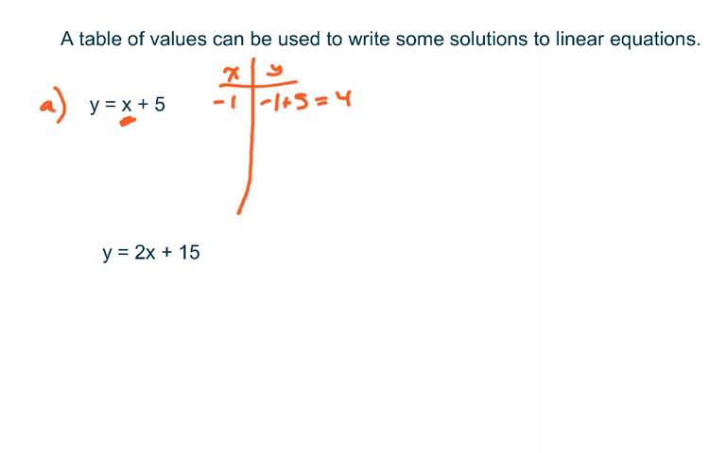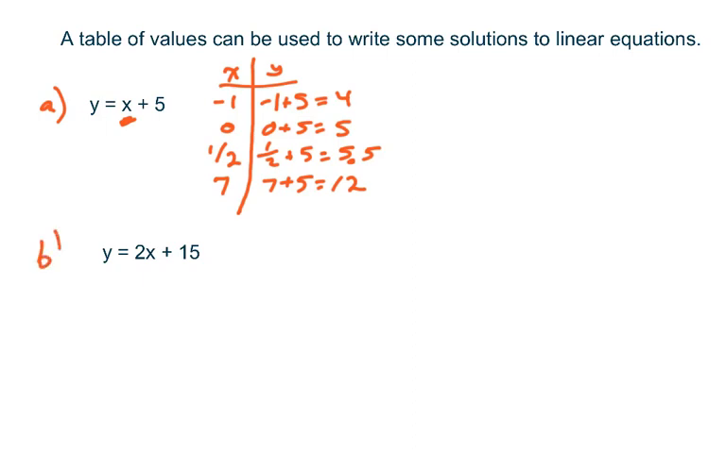So let's pick another random number, 0, and we'll take 0 plus 5, so that's equal to 5. And then let's pick, how about half? So half plus 5 equals 5.5. And then let's pick 7. 7 plus 5 will equal 12. So we're just creating pairs of numbers that when substituted into the equation, will give you a true answer.